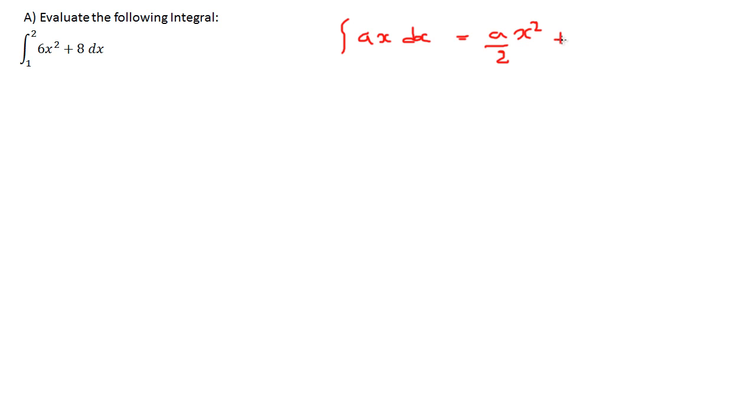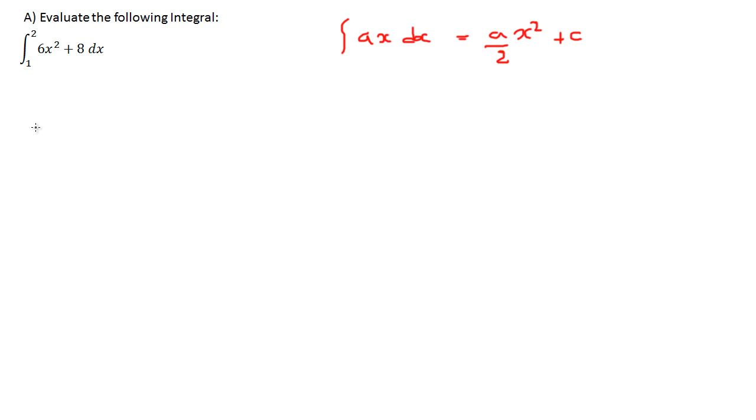plus c. Okay, this is just a brief explanation of how to integrate. So as I was saying, to integrate this integral, we add a c because there's no limits to it. However, in our integral there's a limit from 1 to 2. The smaller limit will be always at the bottom.